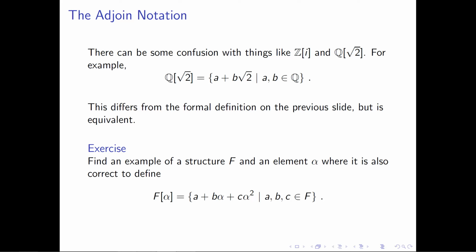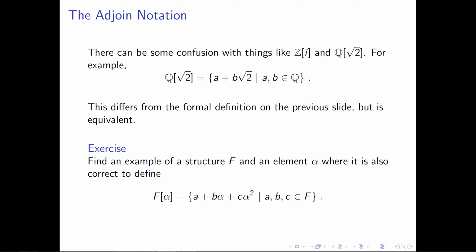Now, just as an exercise for you to get you understanding this adjoint notation even better, I'd like it if you could find an example of a structure or a set F and an element alpha, where it would also be correct to define F adjoined alpha as the set of things of the form a plus b alpha plus c alpha squared, where a, b, and c are elements of whatever set F you choose, and where you really and truly need exactly these three terms.